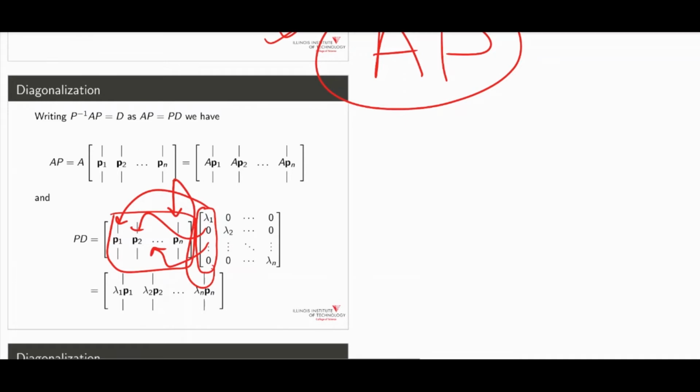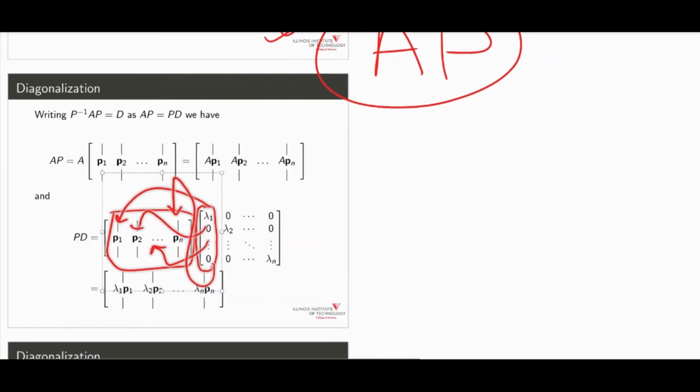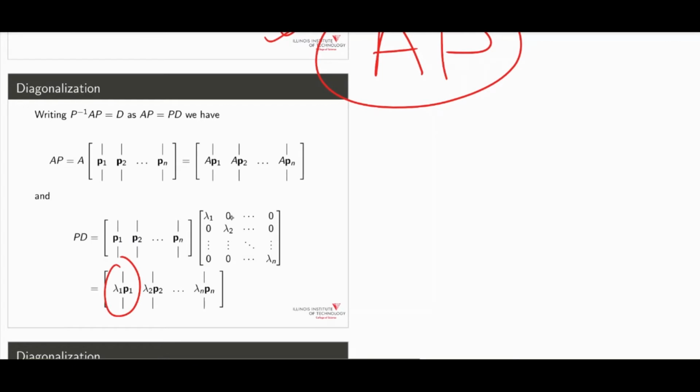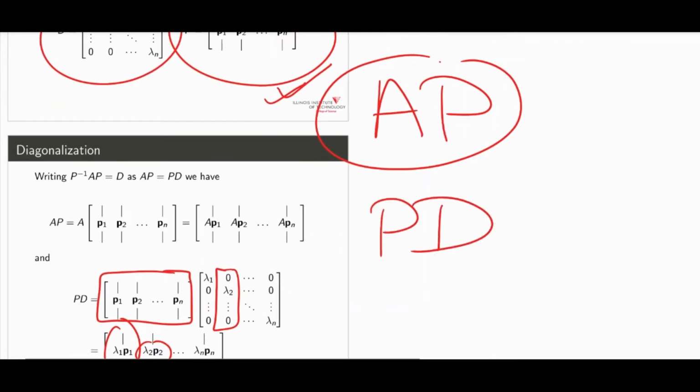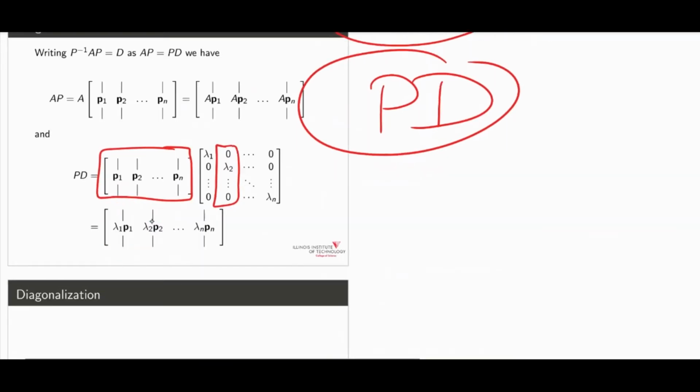So obviously what you get for PD, at least in the first column, is lambda 1 p1. Same thing applies to this. You get lambda 2 p2, and so on and so forth. So in fact your PD right here will look like this.